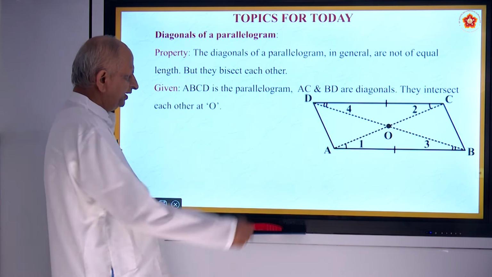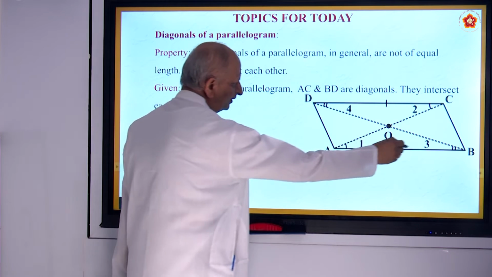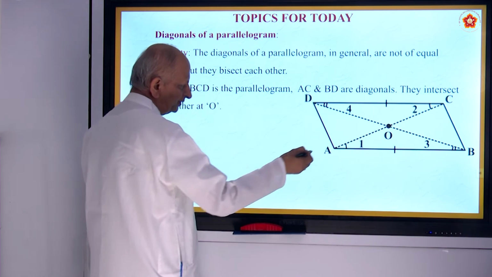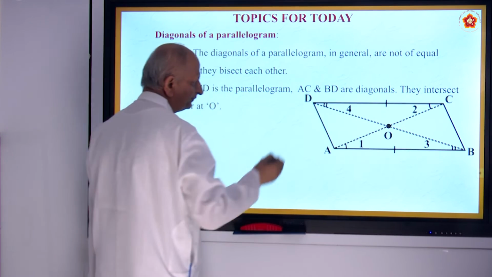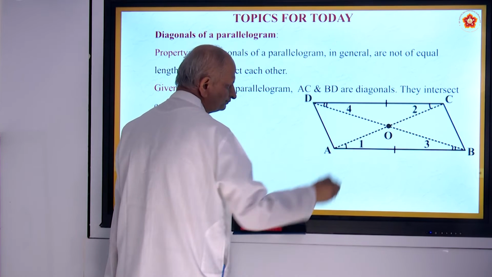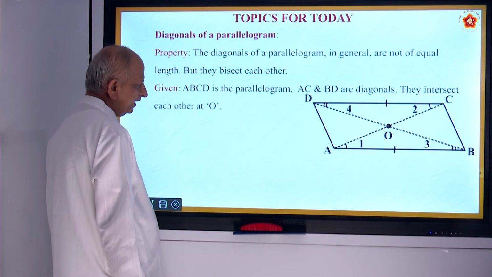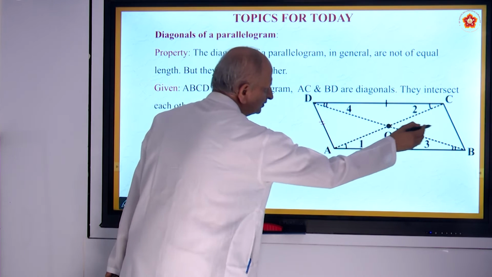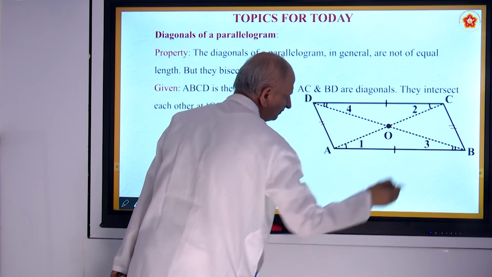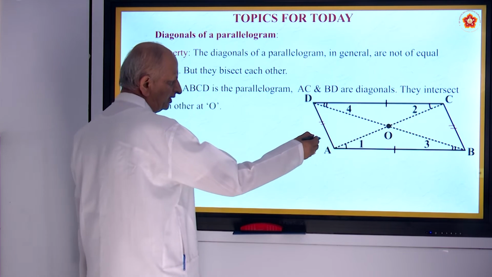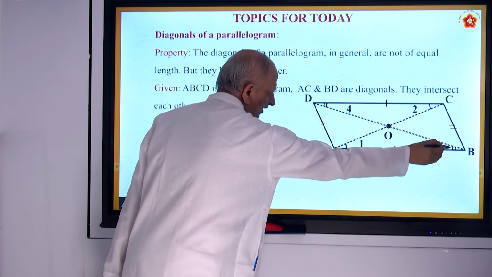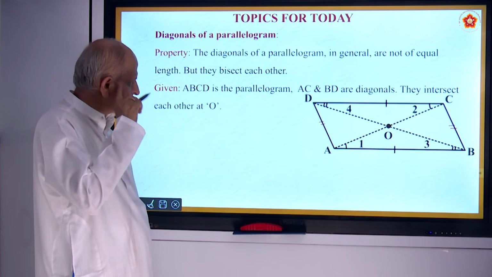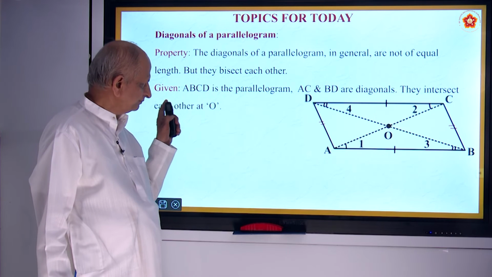See, here is a parallelogram. What is the name of that? ABCD. Here it has two diagonals, AC and BD. They intersect at O. And also we know opposite sides of a parallelogram are equal. This is already studied. Also we have studied angle A is equal to angle C, angle B is equal to angle D. These are all the properties of a parallelogram. We are coming to the last property here.